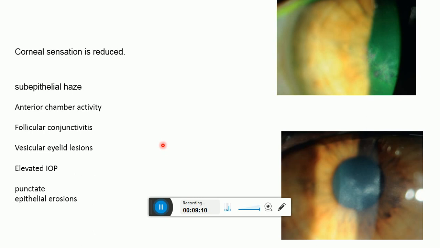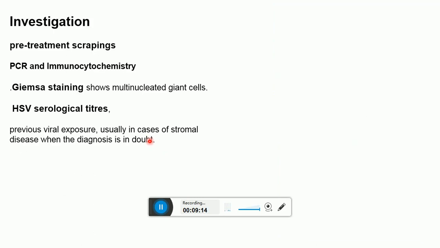Recurrence may occur after a corneal graft undertaken for stromal scarring. Investigation is usually unnecessary as the diagnosis can be made clinically. Pre-treatment scraping can be sent in viral transport medium for culture. PCR and immunocytochemistry are also available. Giemsa staining shows multinucleated giant cells.